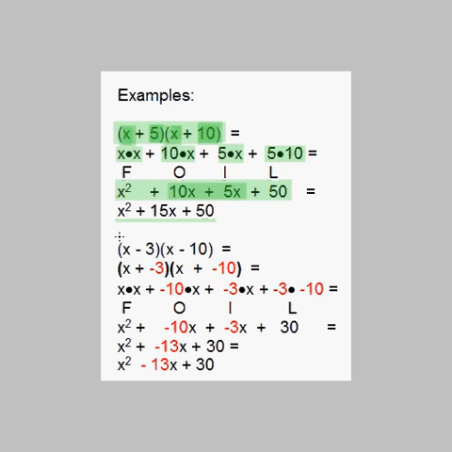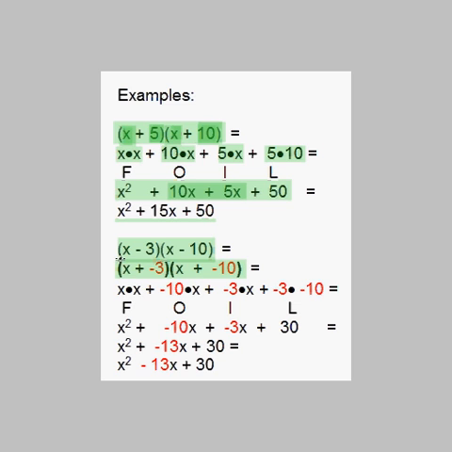Now in this next problem, it's very similar, except we have a few minuses in it. We have x minus 3 times x minus 10. First thing I'm going to do is change the minuses into plus negatives. I mean, you don't have to do this, but this is what you have to think through as you do these problems. Even after you get good at them, you have to think of minus a number as plus a negative. So I change this into x plus negative 3 times x plus negative 10.